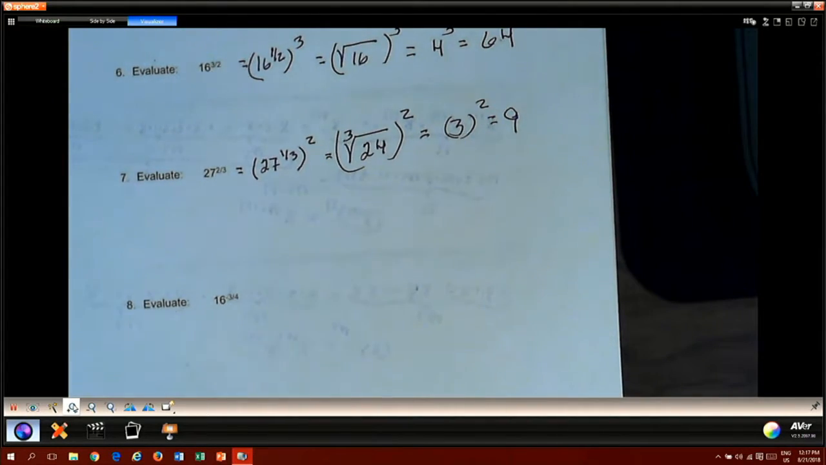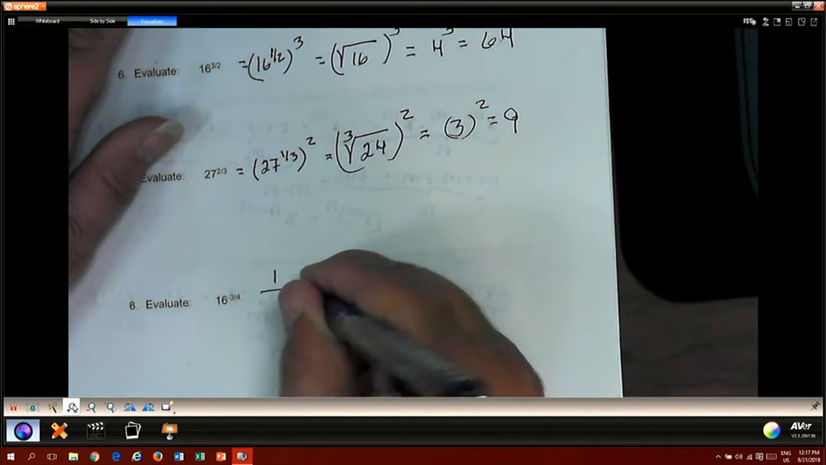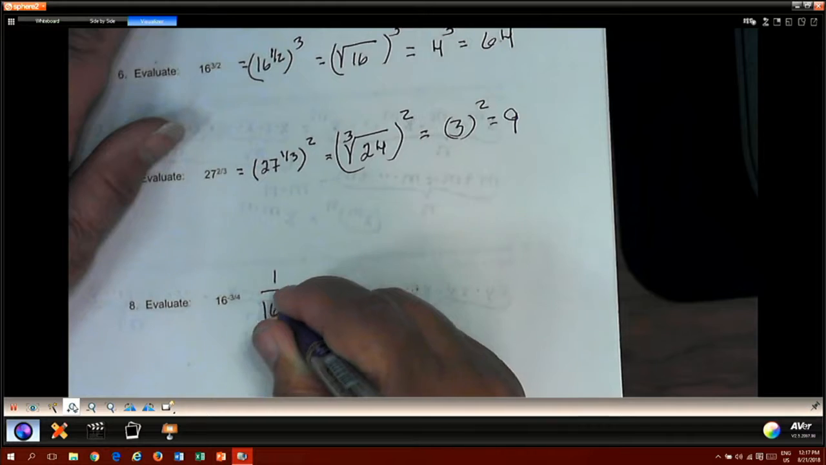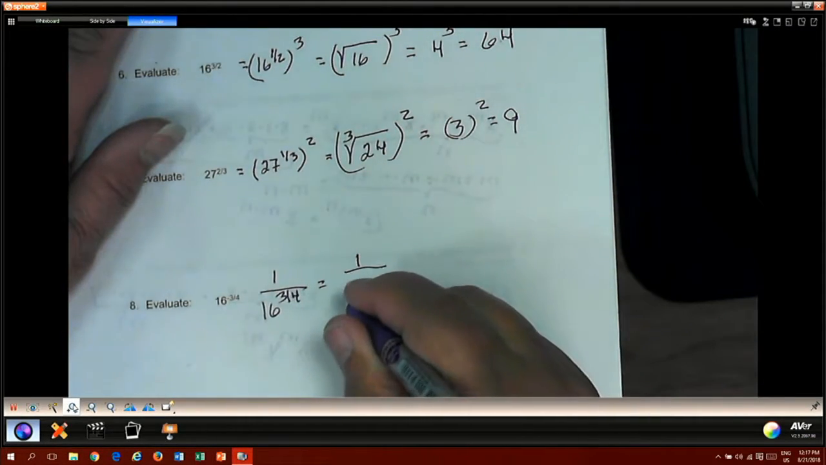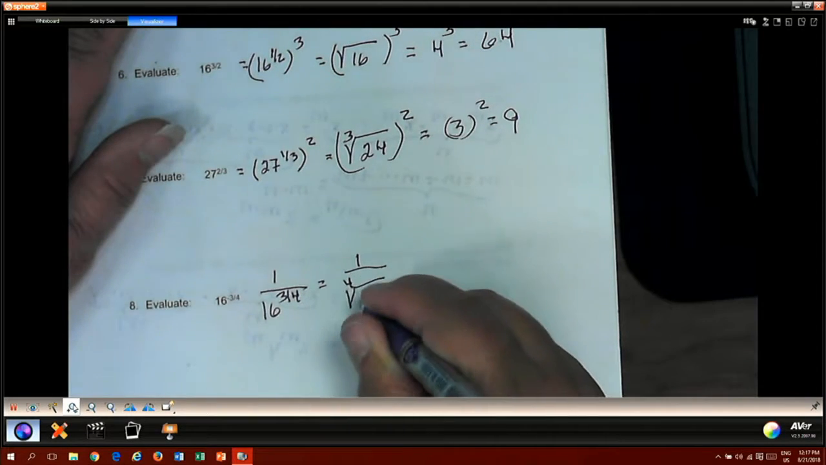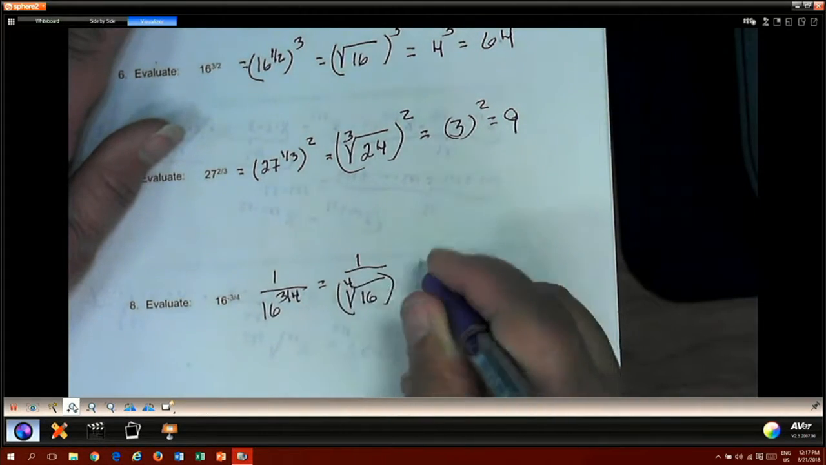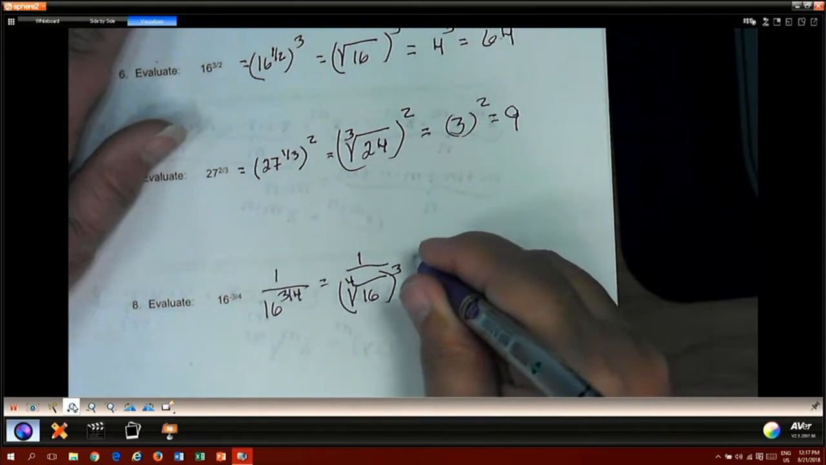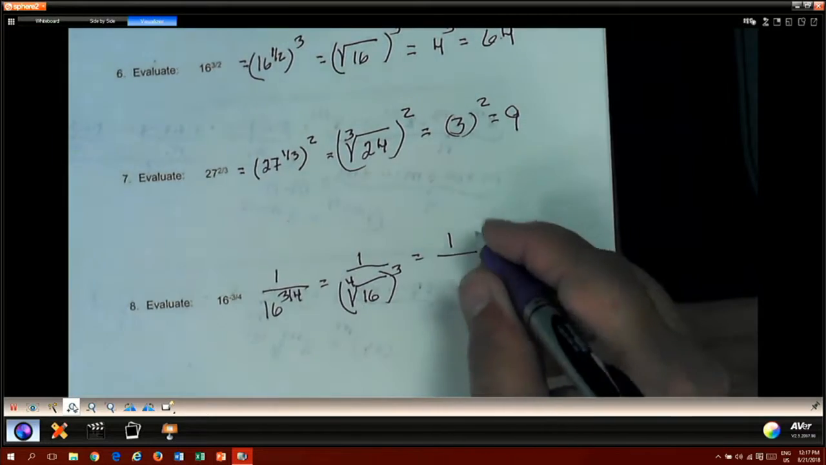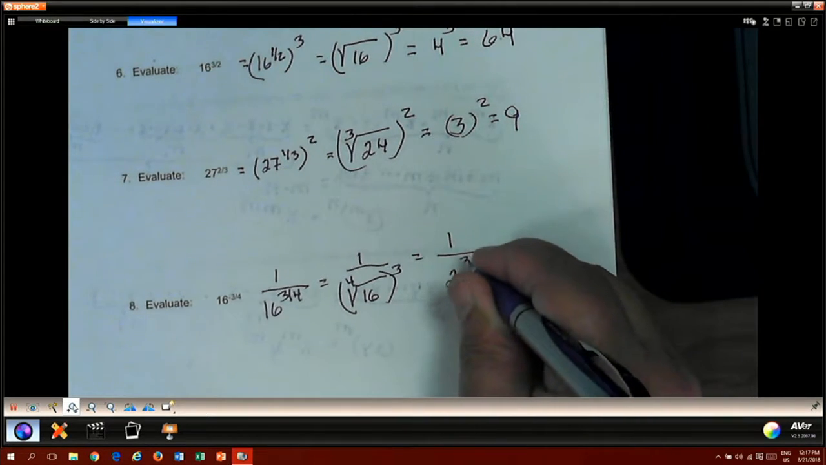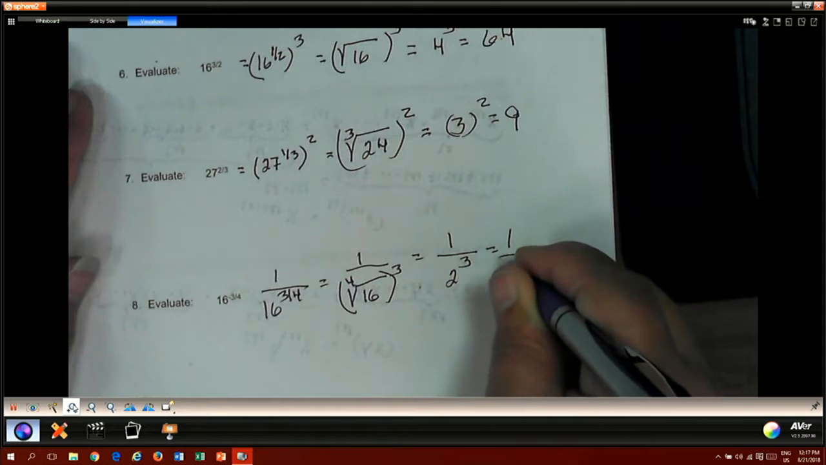Now, negative exponent, remember, means take the reciprocal. So this would be 1 over 16 to the 3/4, which is 1 over the 4th root of 16 cubed, which is 1 over 4th root of 16. Well, 2 times 2 is 4, times 2 is 8, times 2 is 16. So that becomes 2 to the third, which is 1 over 8.